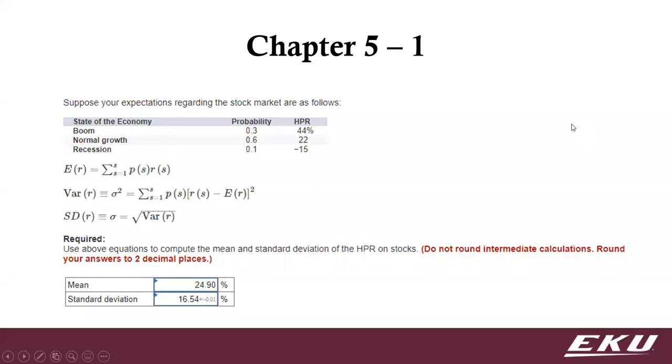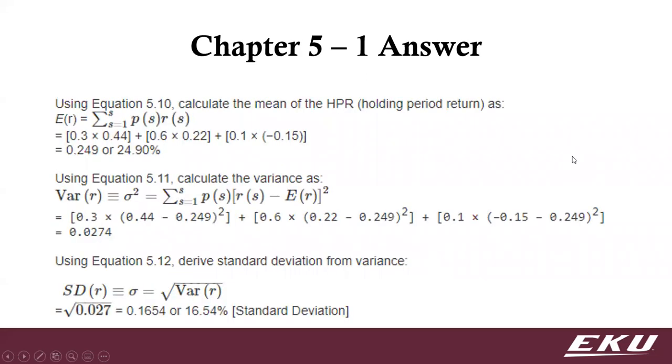So this first problem, we have different probabilities and different holding period returns. This is what the question is asking for. To calculate, they do give you the equations, but here's how to actually calculate that. As you see, it's just the probability times returns for expected return, and then the difference between that return and expected return to calculate our variance and standard deviation.